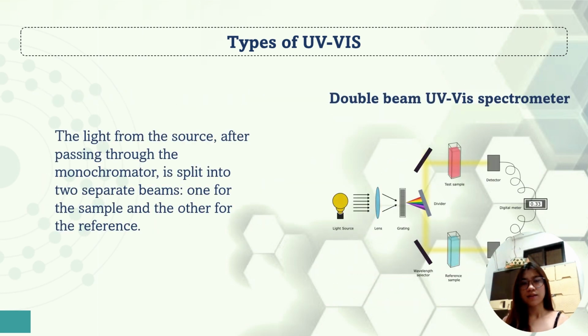Second type of UV-Vis is the double beam UV-Vis spectrometer. It is when the light from the source, after passing through a monochromator, is split into two separate beams, one for the sample and the other for the reference. A double beam UV-Vis spectrometer needs two detectors that detect the ratio to measure or calculate absorbance in a test sample, and it is also required to stabilize the voltage supply.